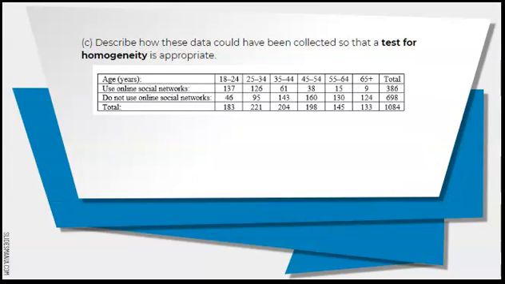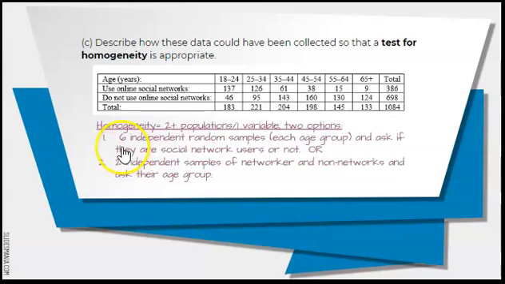Part C says, describe how this data could have been collected so that a test of homogeneity is appropriate. So remember, a test of homogeneity means I have two or more populations but one question. So we have some options. First, we could have 6 independent random samples, one for each age group, and we could ask those people in each age group, are they social networkers or not? Or we could have two groups, social networkers and non-social networkers, and we ask them, what's their age group? So there's two ways it could be homogeneity.